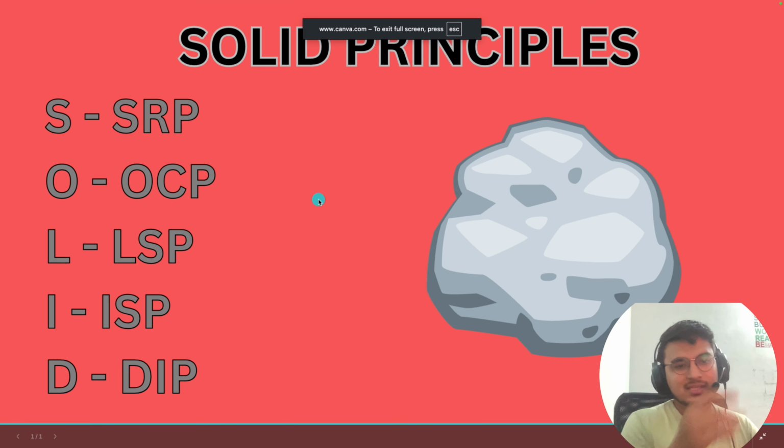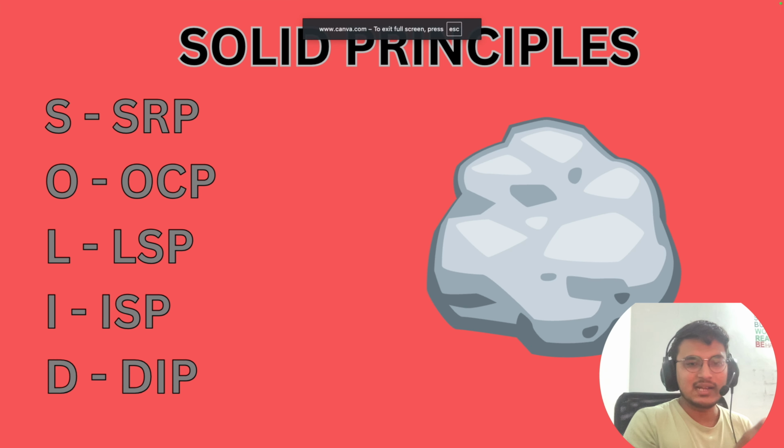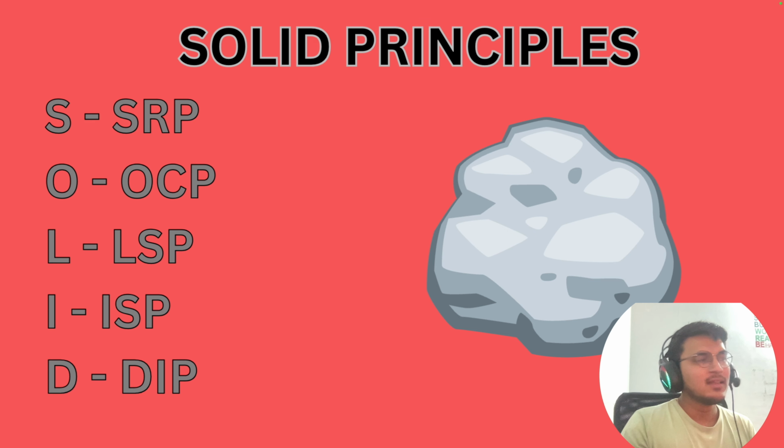For S, it is single responsibility principle. So one class, one reason to change. Then we have O, which is OCP. OCP means open closed principle. So extend without modifying the existing tested code, because if someone has already tested that code, don't touch it. Then LSP, Liskov substitution principle: subtypes should be usable anywhere their base type is expected.